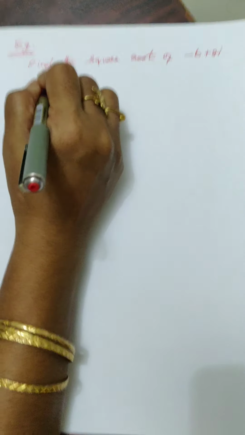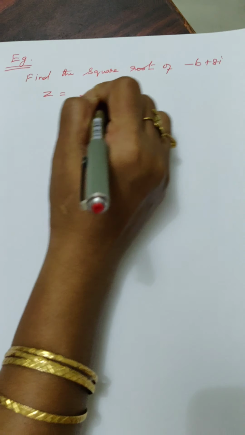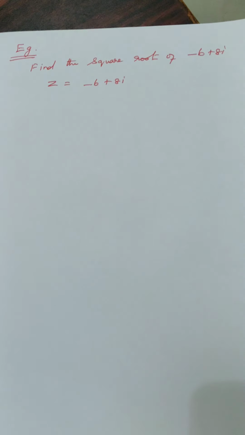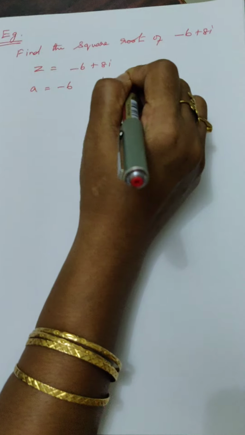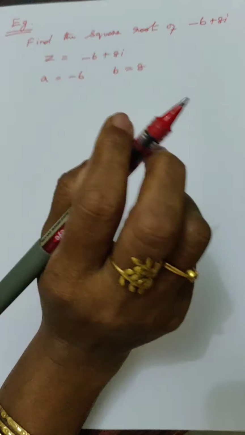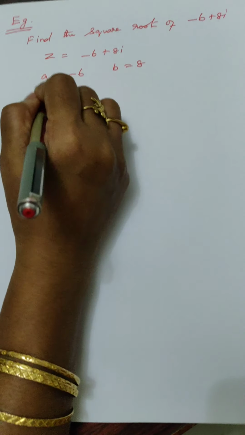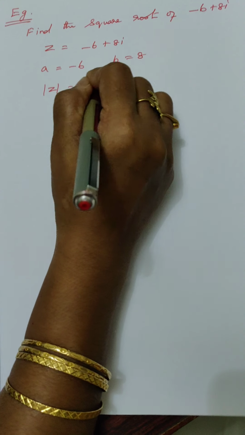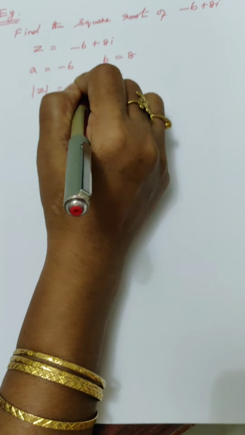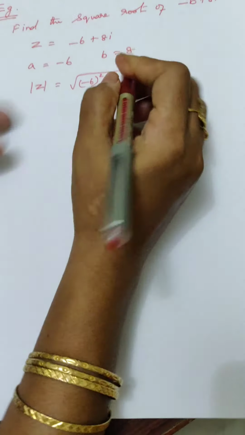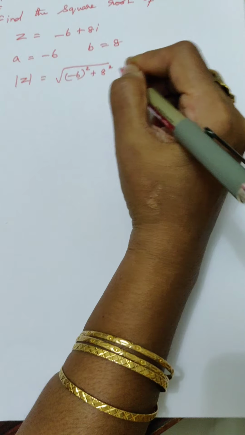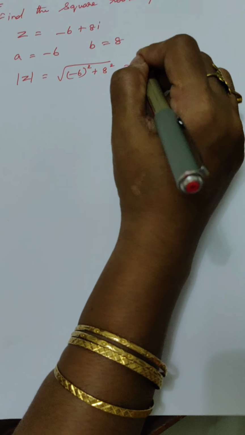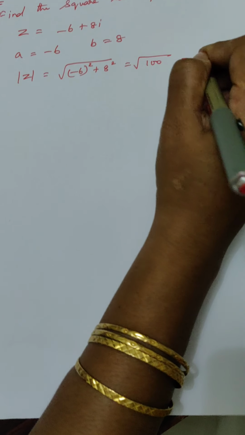So minus 6 plus 8i, let us take z is equal to minus 6 plus 8i. Clear now? I am going to use this formula alone. a is equal to minus 6, b is equal to 8. Clear? Okay. What is the modulus of z? Which is equal to root of (minus 6) whole square plus 8 square, which is equal to 36 plus 64. 36 plus 64 is 100. Root of 100 equal to 10.